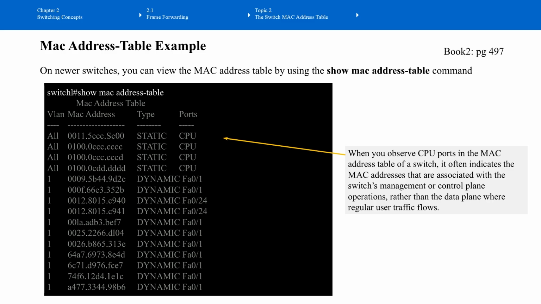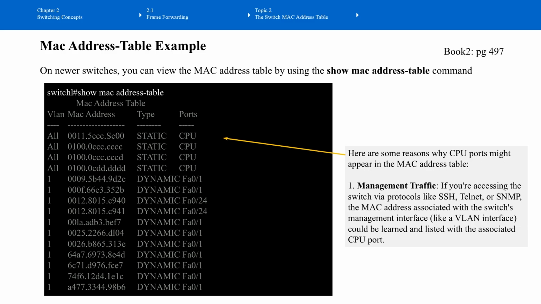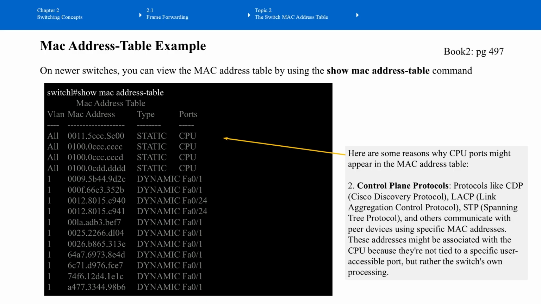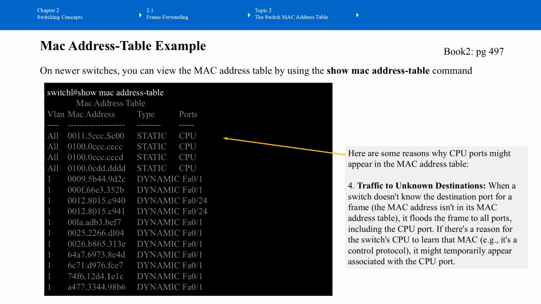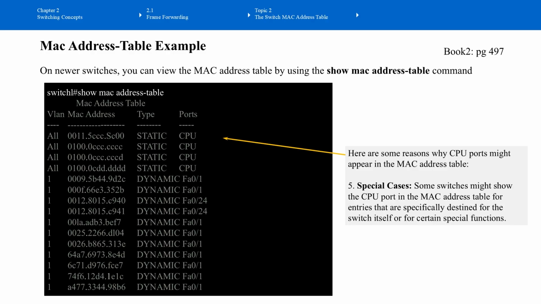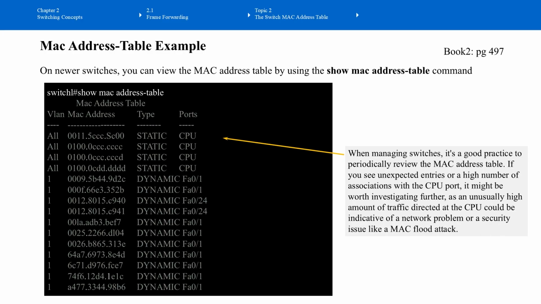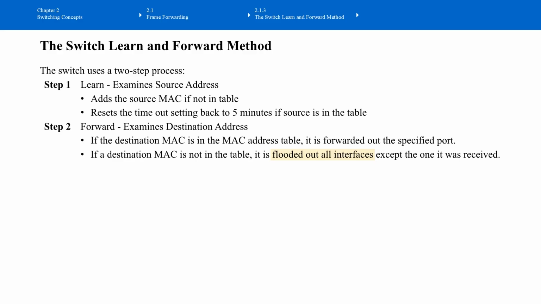And here, using the command show mac address-table, make sure there's a hyphen. The show mac address-table command will retrieve the MAC address table. In this example, we see these devices are connected to our switch in different ways, either static, connected directly. Those devices have static assignments, and then we have other devices connected to the same switch, but dynamically. So that is the switch learn and forward method.